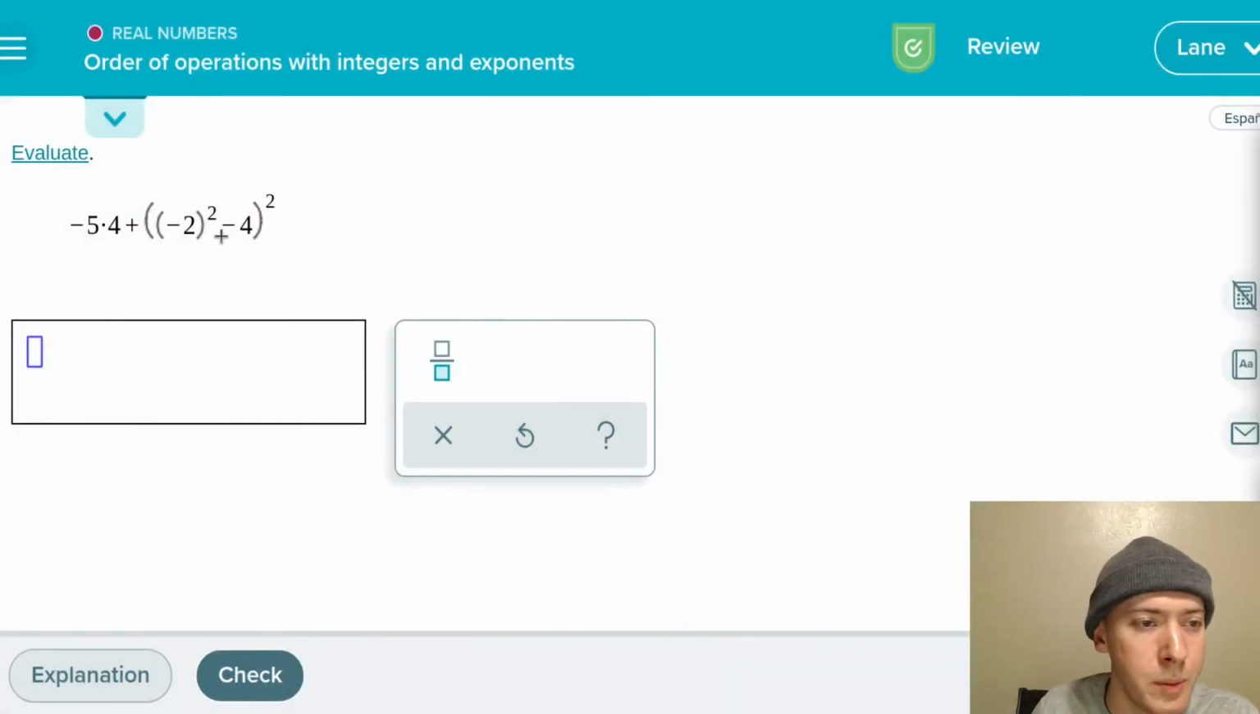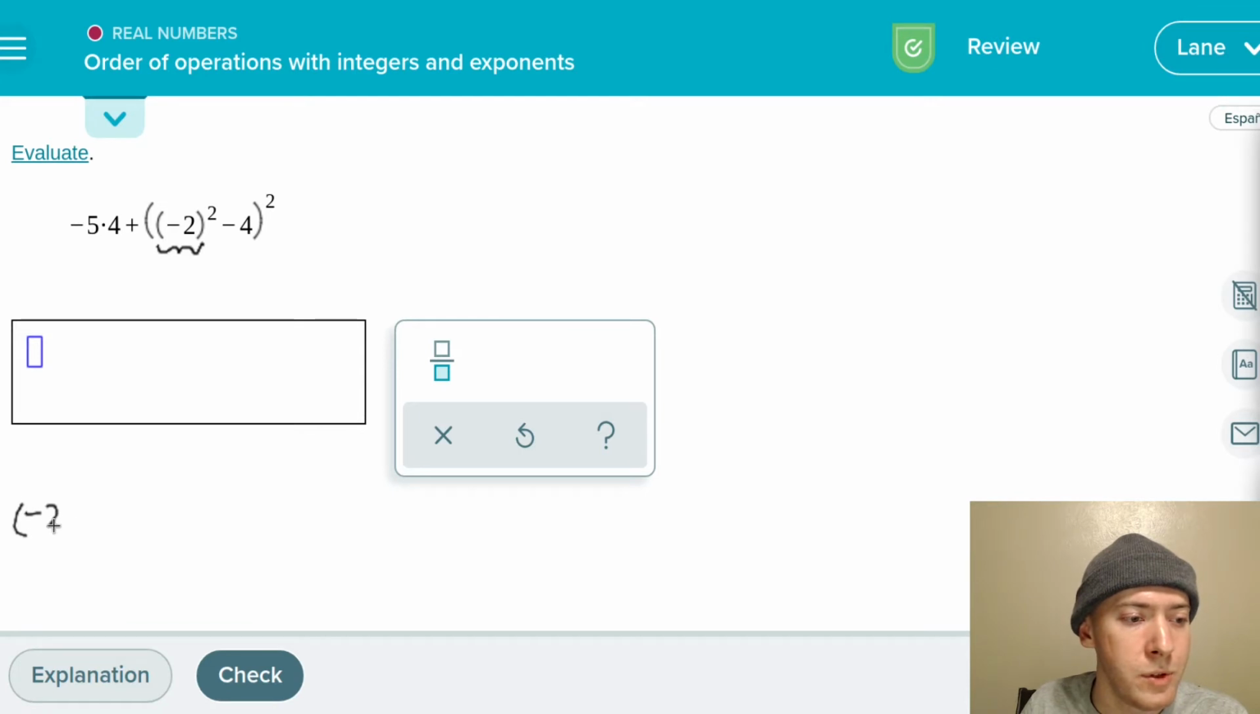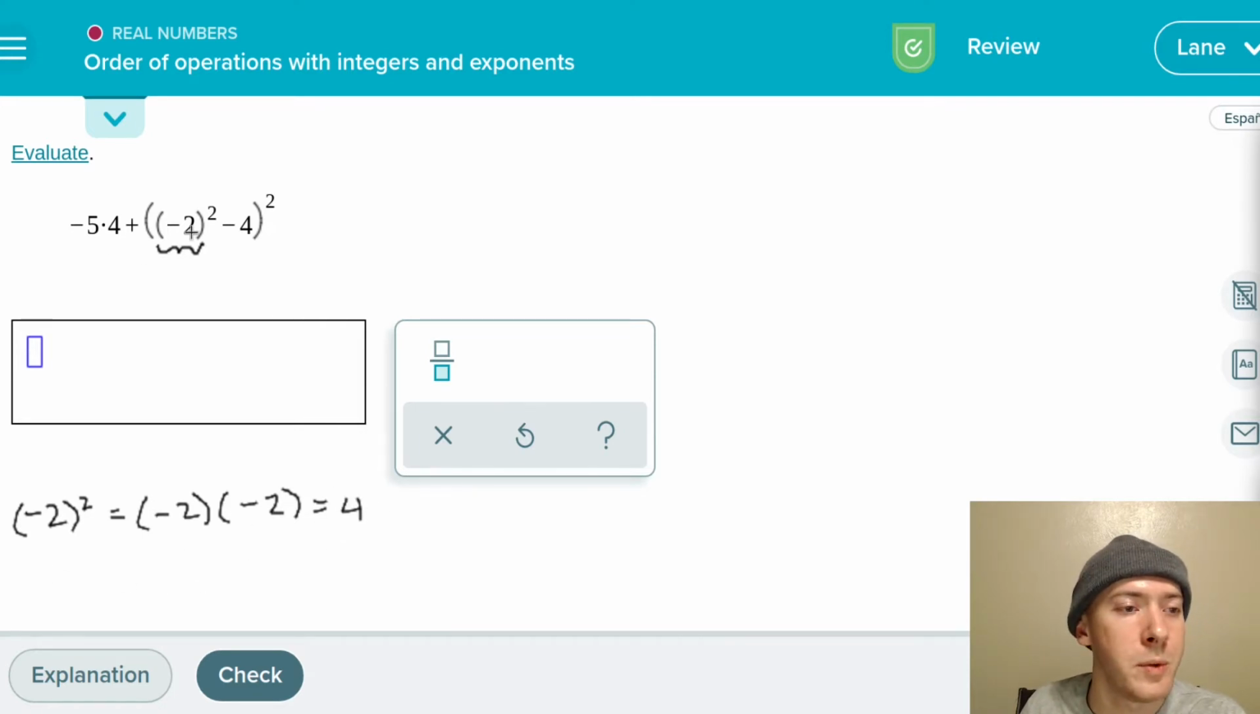For this first problem, I would start with this innermost set of parentheses right here, where it says -2 squared. Let's work that out down here. -2 squared means -2 times -2. And what is 2 times 2? It's 4, right? And our answer is going to be positive because we're multiplying two negative numbers. So -2 squared is 4.